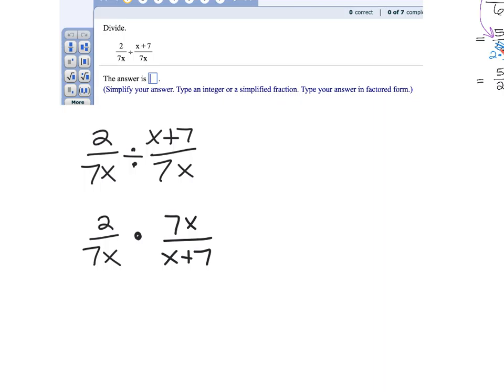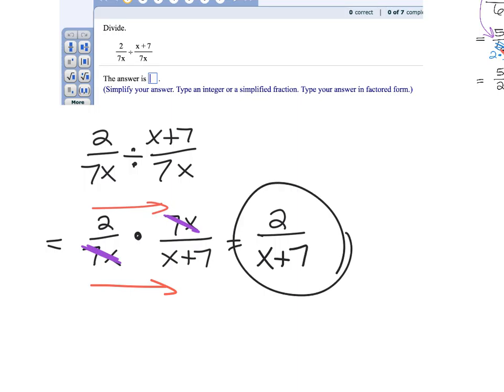And now we can see that we have a common factor. We've got 7x over 7x. And that, of course, equals 1 whole. So our final answer, this becomes 2 times 1, which is 2. And then down here, we've got 1 times x plus 7, so that's just x plus 7. And that is your answer.